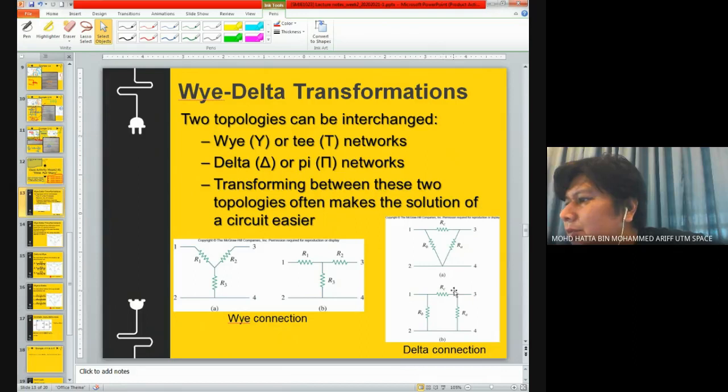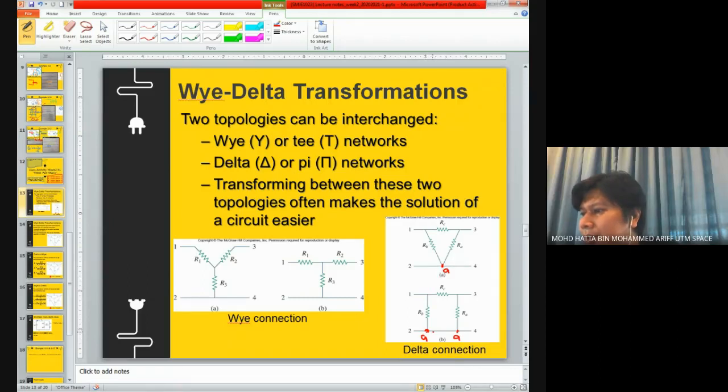And sometimes for delta network, the elements also can be arranged like this, like pi. If you look at here, why are these two the same? Because if you look at this particular point, let's say I put it as A over here, and if you consider this is A, since we don't have any elements over here, this is also A. So these two are the same, except that they are drawn or arranged a bit differently. However, both are the same because this is the common point A.